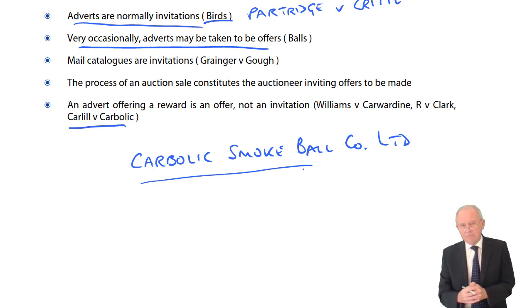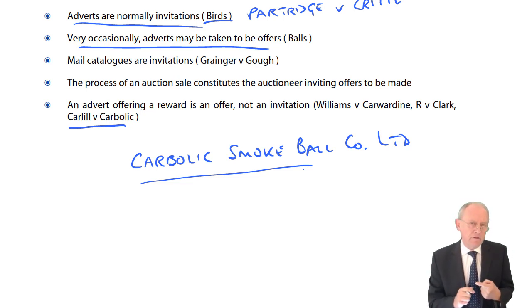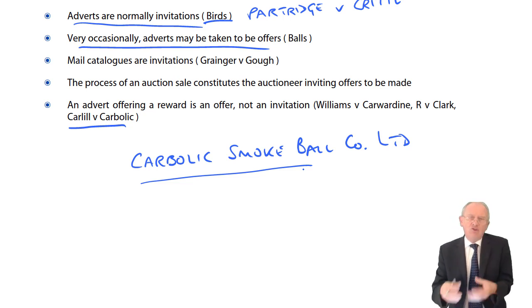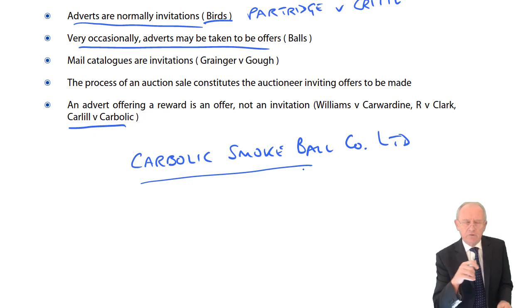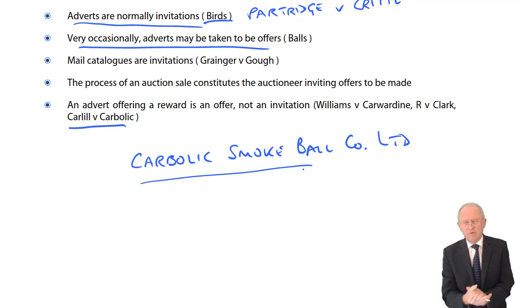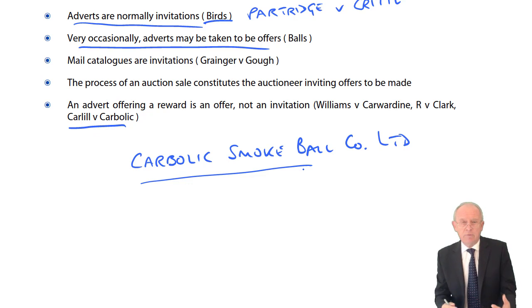They defended themselves on 5 counts. First of all, they said the offer was too vague. There was no time period. Surely they cannot be expecting you to be free from influenza for the rest of your life. And therefore, it was much too vague. There was no time period specified. And so the offer, they claim, should be rejected as a contract.